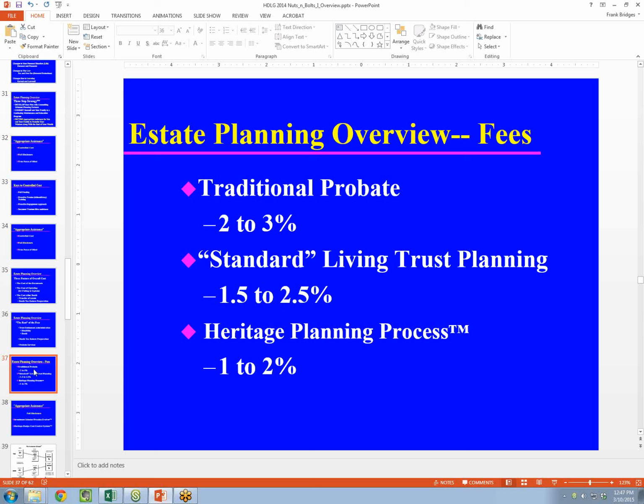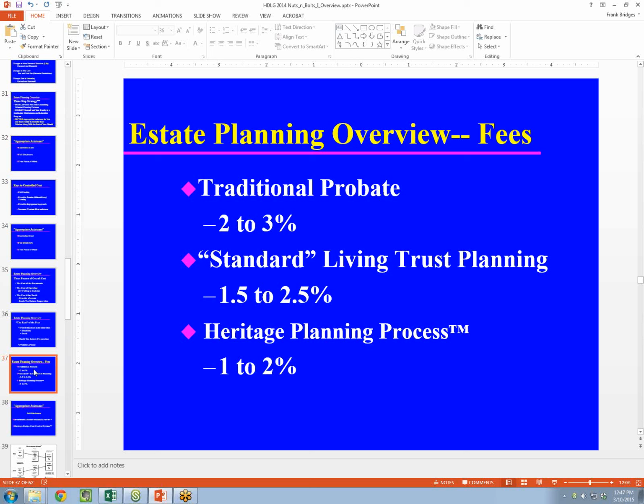For the Heritage planning process, our view is that the overall cost, both the upfront cost and the estate settlement cost, should be no more than 1 to 2%. Now notice that this is not comparable to the two sets of percentages above it. This is the overall cost both while someone is alive and after we're doing estate settlement.